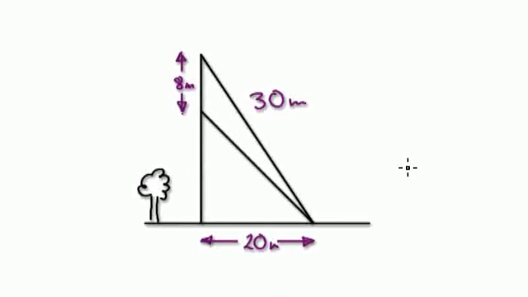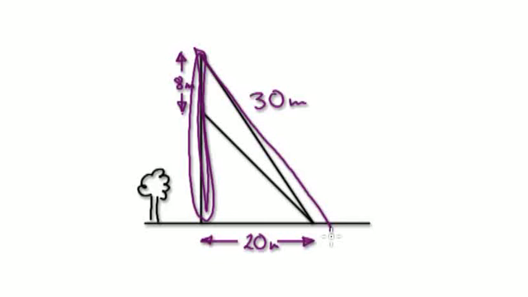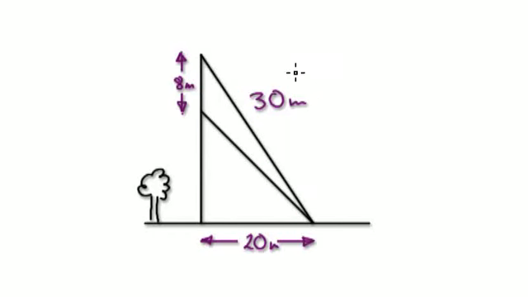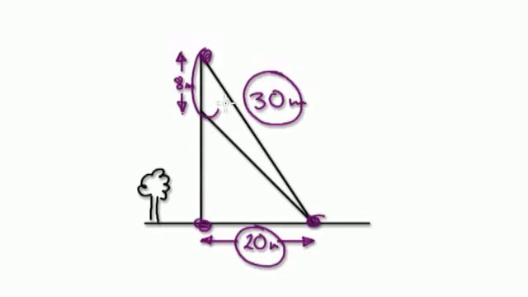Okay, try and do this one here. I've got a metal pole here, and the metal pole is supported by this metal cable here, and also by this second metal cable here. The length of the top cable here is 30 meters, and from here to here is 20 meters, and here to here is 8 meters.